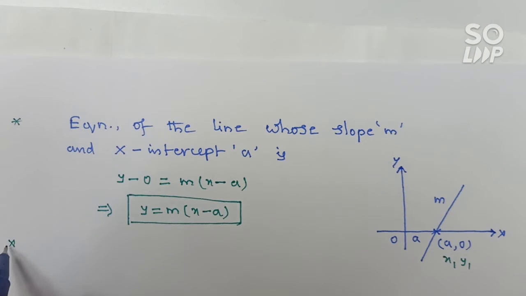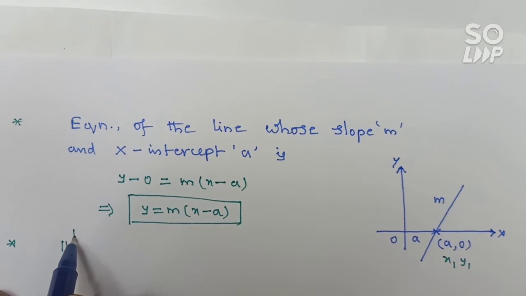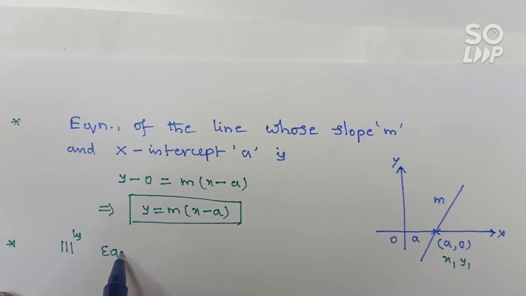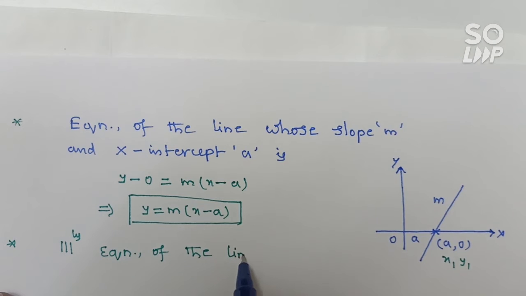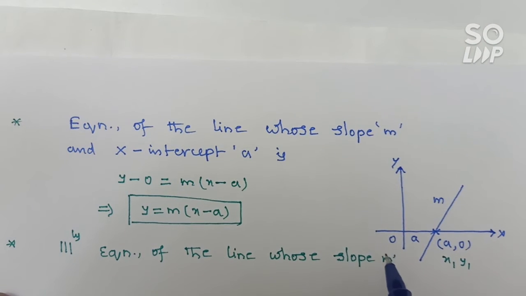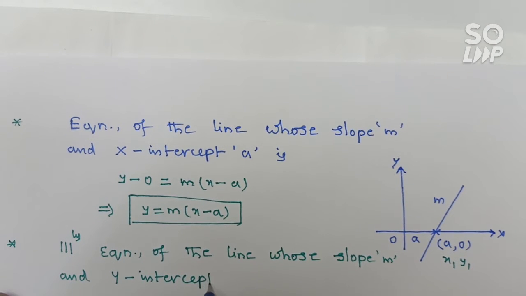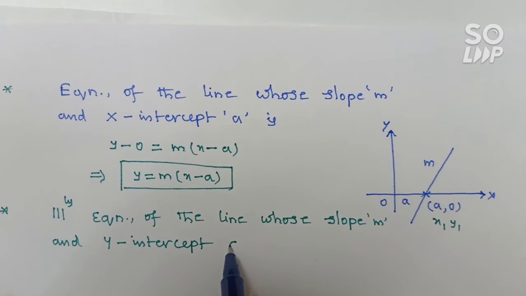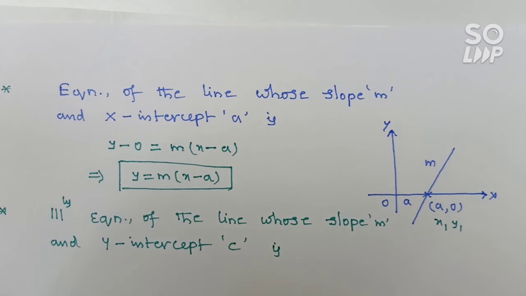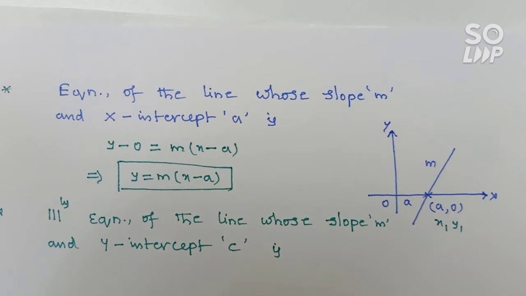And similarly, the equation of the line whose slope is m and y-intercept is c. Y-intercept c, what is the equation?